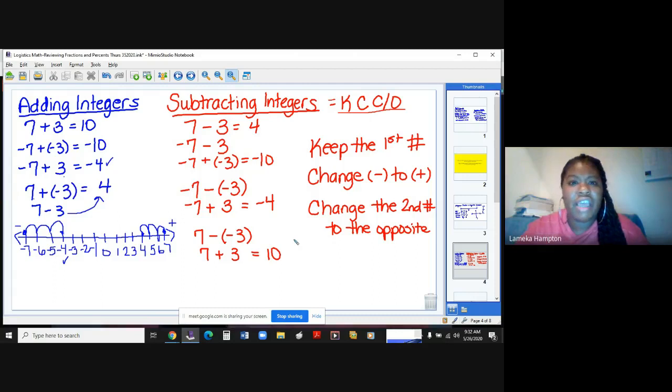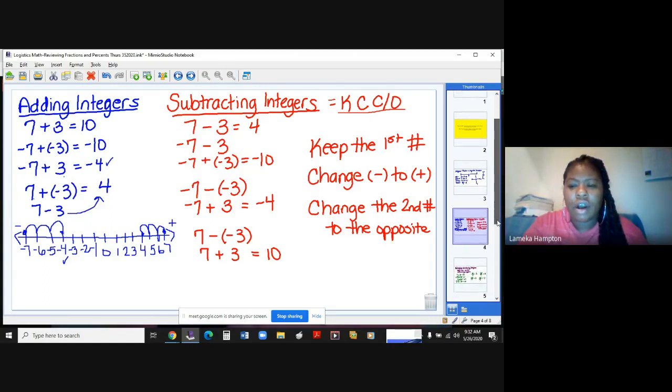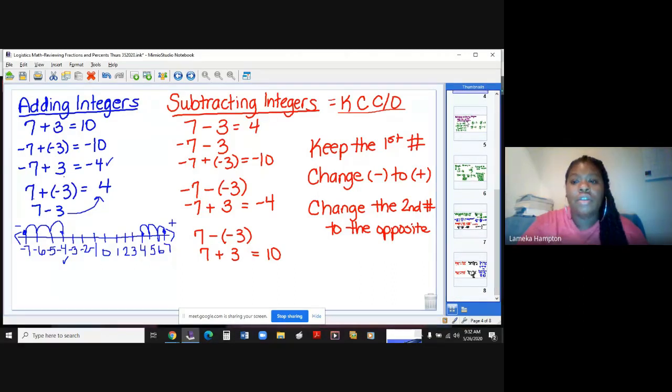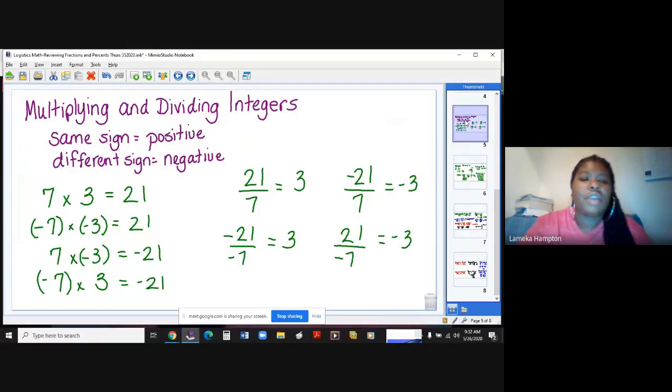I am going to go ahead and continue with integers with multiplying and dividing. Multiplying and dividing integers.